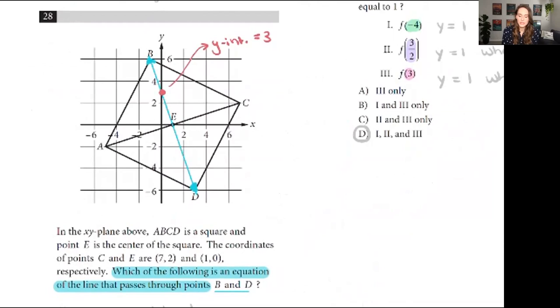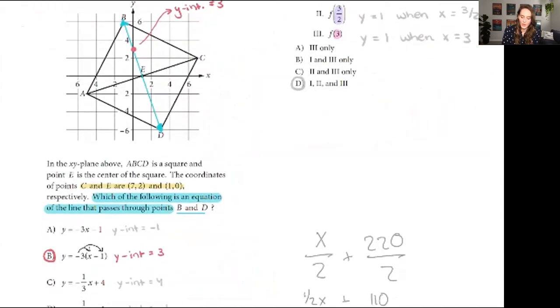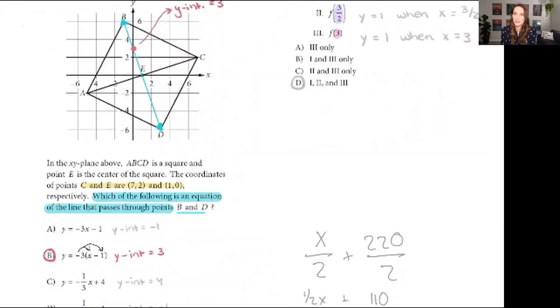So for a lot of students, they will take this information, points C and E, those coordinates, and they will label those and find the equation of the line for C and E, then find the perpendicular slope, and then find the equation of the line that goes through B and D. You could, as an alternative, just draw the line that connects points B and D and see, oh, that is going to be a negative slope. So you can look at your answer choices and see, oh, they all have negative slopes. So that's not super helpful.